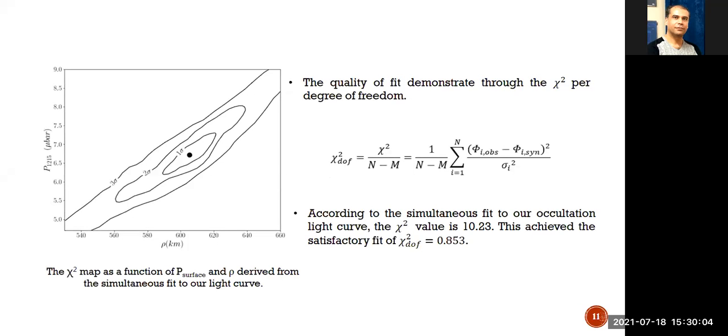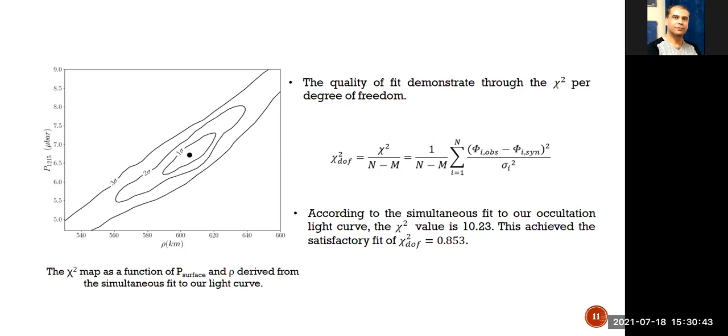Okay, the next step, the quality of the fit, shown by the chi-square per degree of freedom. The figure shows the chi-square map as a function of the surface pressure and the distance of the closest approach of the observation place to Pluto's shadow center. The closest approach to Pluto's shadow center is about 605 kilometers for us, I think.